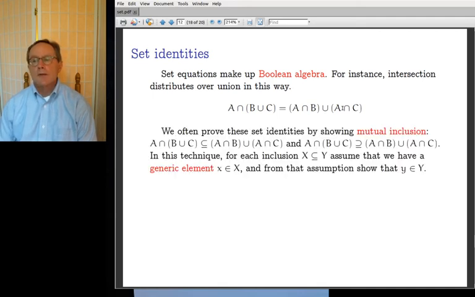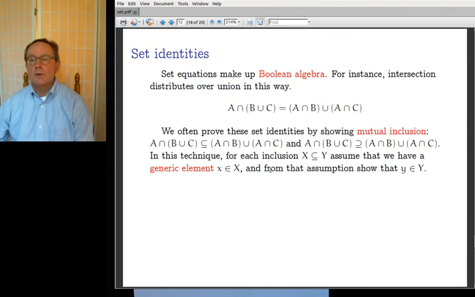We often prove set identities by showing mutual inclusion. That is to say, if you wanted to show this set identity, we will show two different things. We'll show first that A intersect (B union C) is a subset of the right-hand side, and then we'll show that A intersect (B union C) is a superset of the right-hand side. That's mutual inclusion: we show that the left is a subset of the right, and the right is a subset of the left.